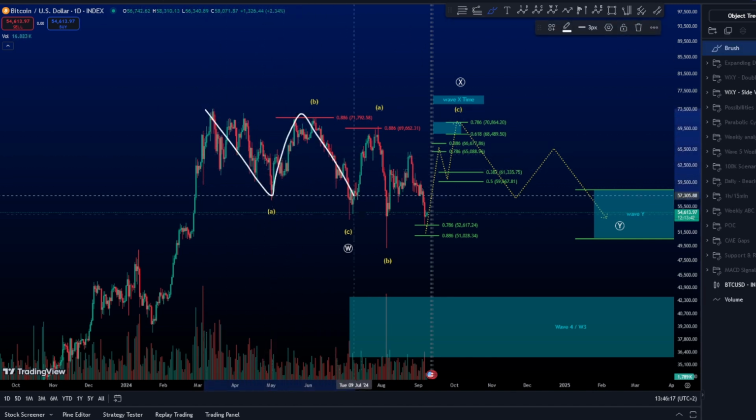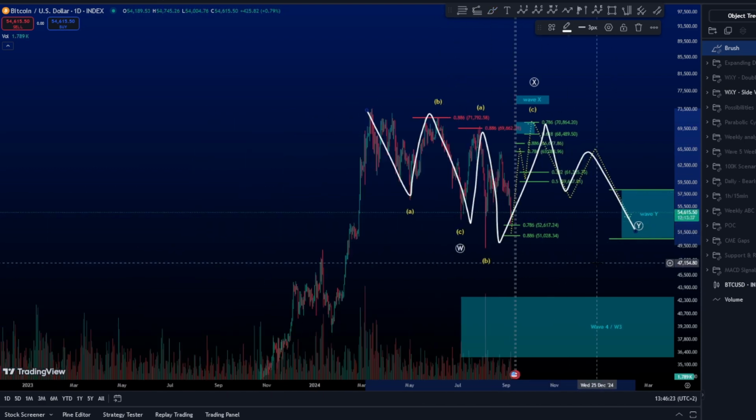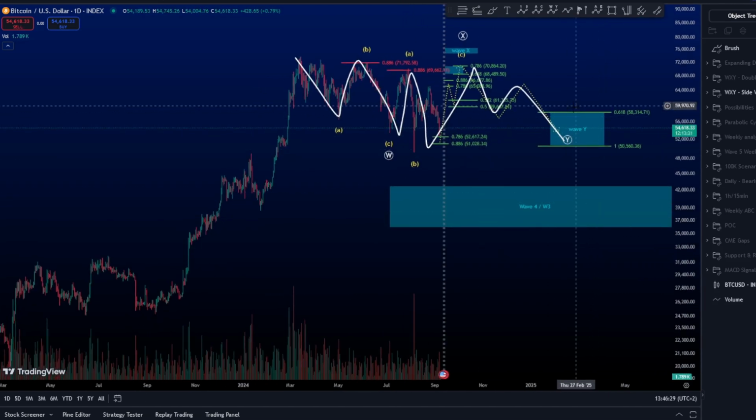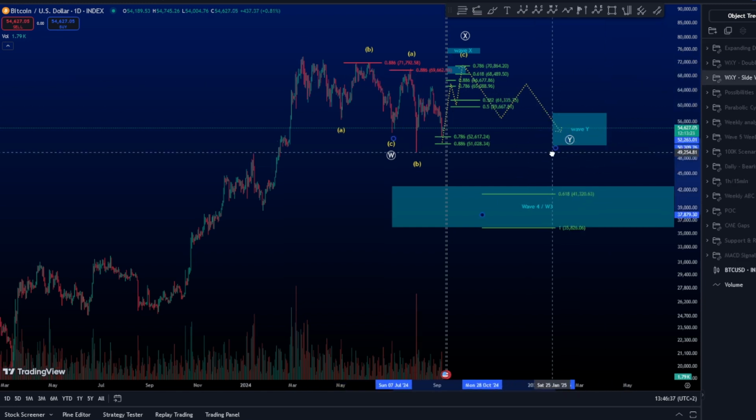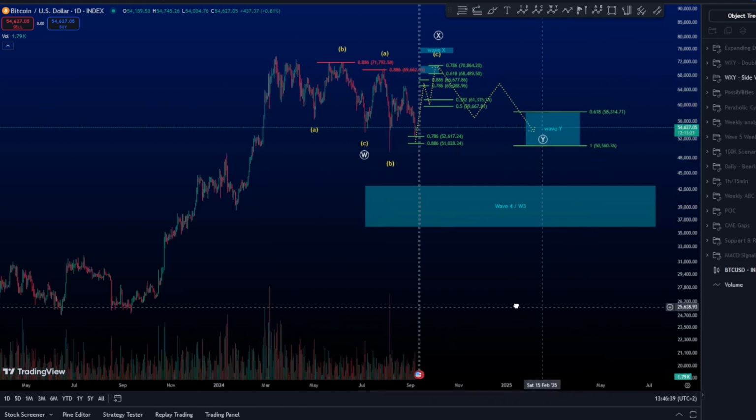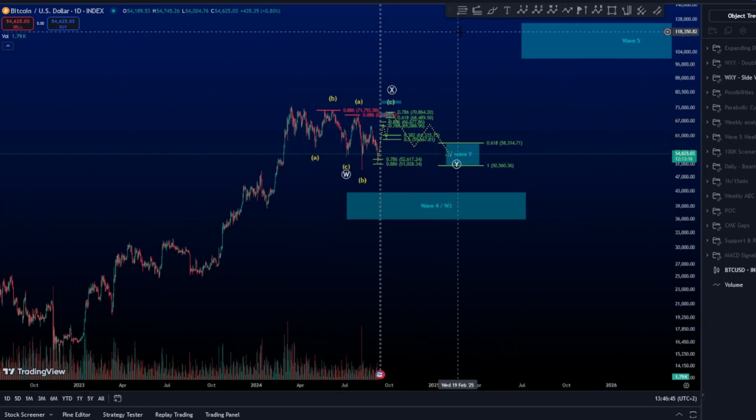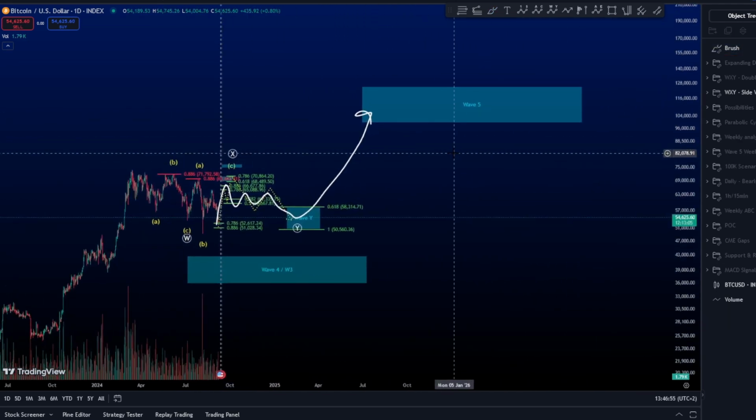possible scenario that we can have to say, okay, we have finished our wave 4 correction. It's a WXY correction, and it might range longer than expected, even until 2025, the first of the next year. This is very possible, guys, that we might range longer here. And as I showed before, the acceleration channel can still be very valid here for the range, right? And then move up towards wave 5 towards the upside.